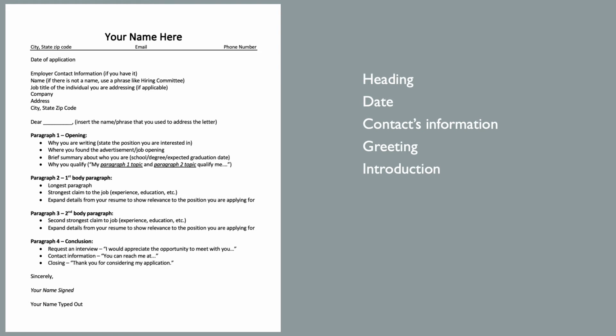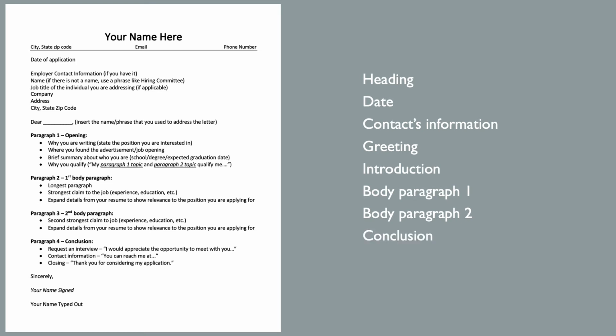Following your introduction, you will have body paragraph 1 and body paragraph 2. In these paragraphs, you will provide your reader with what you believe are your strongest claims to the specific position, with body paragraph 1 being your strongest claim and body paragraph 2 being the second strongest claim. This can easily be done by expanding on details from your resume.